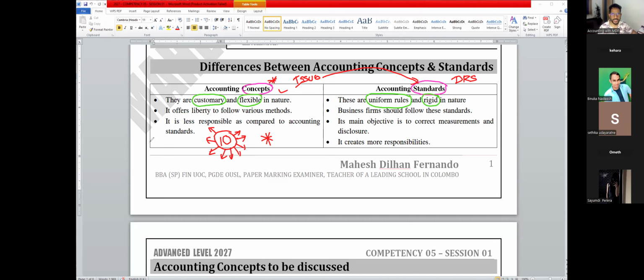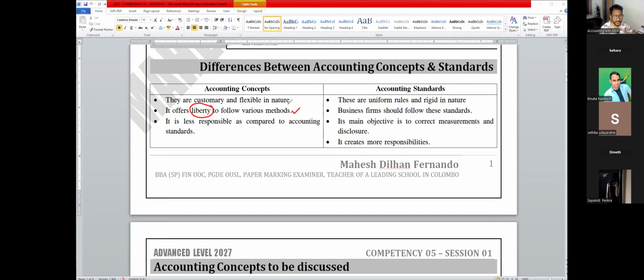It offers liberty to follow various methods. Something very important: accounting concepts are giving you the freedom, the liberty, to follow various methods. So they don't stick to a certain method. It allows you to follow certain methods.